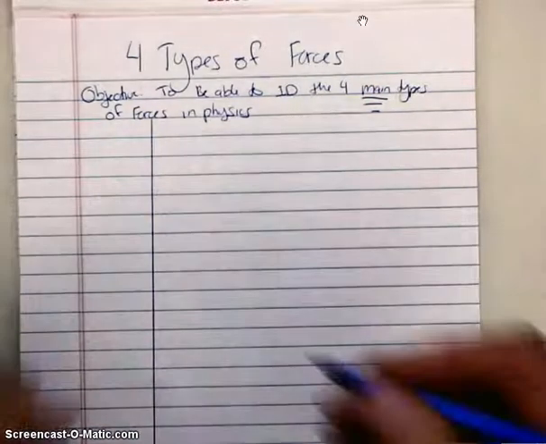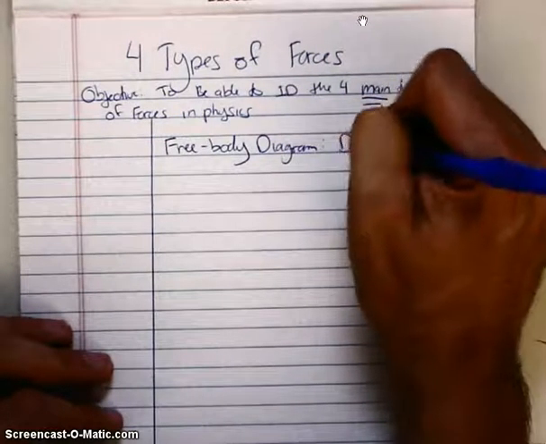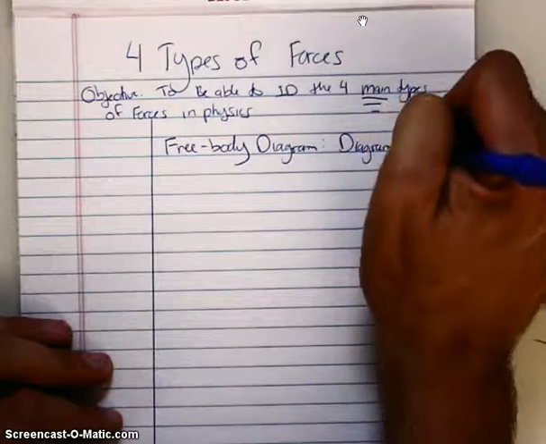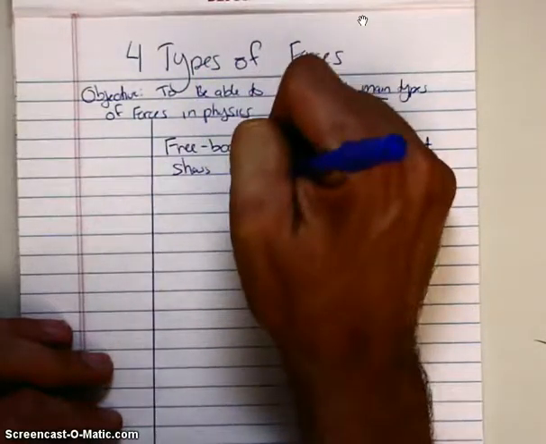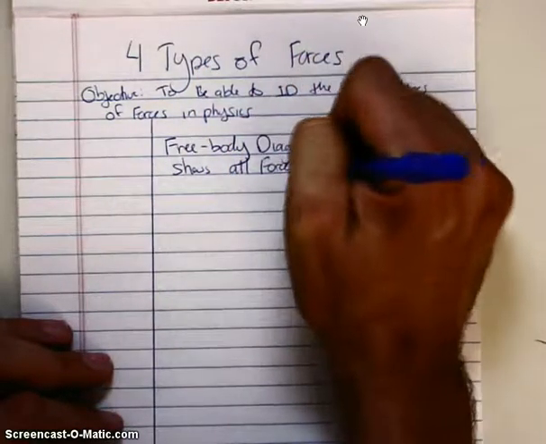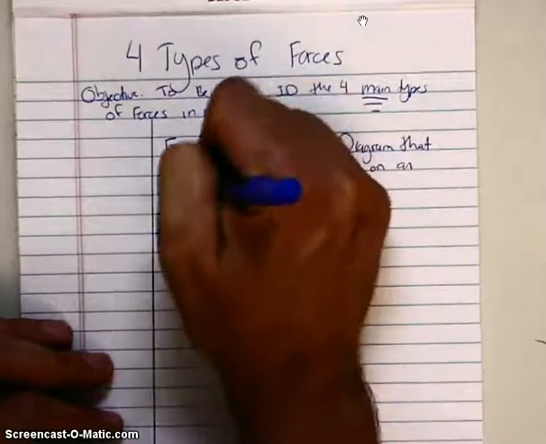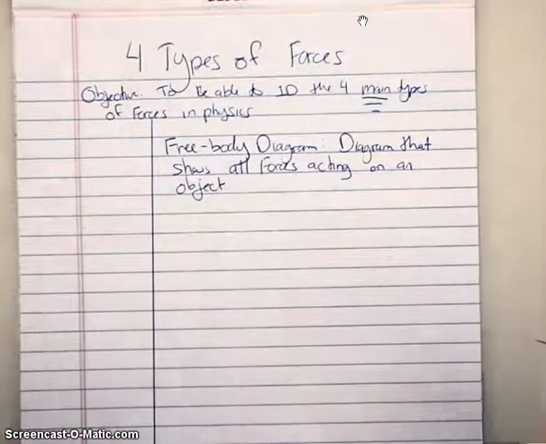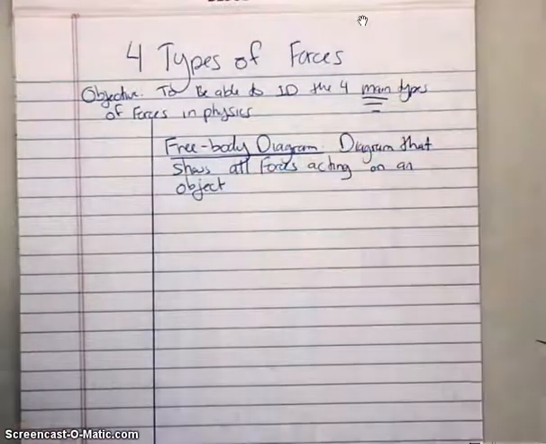So, the first thing we have to learn is a free body diagram. A free body diagram is a diagram that shows all forces acting on an object. So what are those forces?